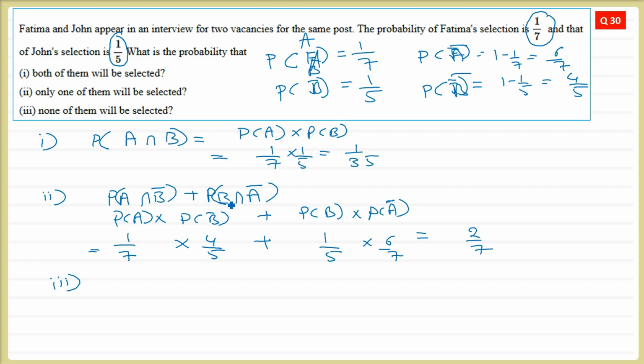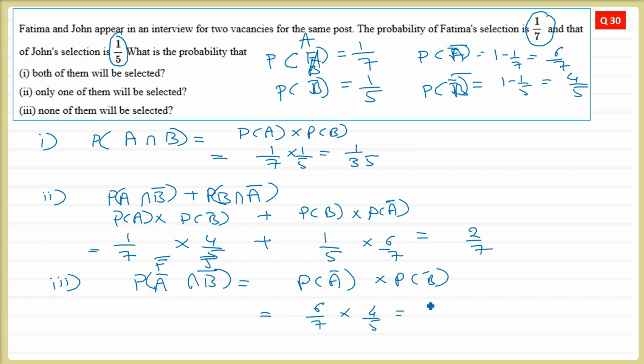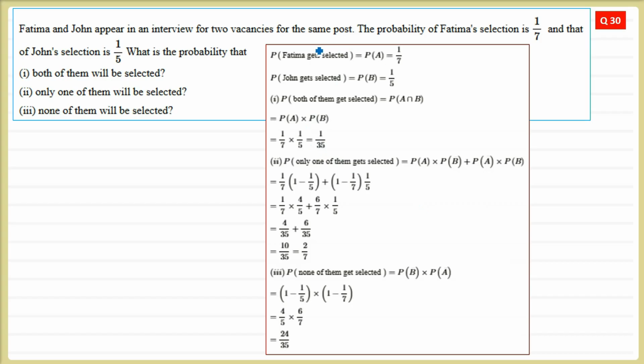I am replacing it just to get the clear picture, because none of them will be selected only when they both have the complement intersected. So neither A nor B, neither Fatima nor John. So F bar, J bar represents A bar, B bar. Probability of A bar intersection B bar is P(A bar) multiplied by P(B bar), and these are already computed. This goes 6 by 7 into 4 by 5. So when you multiply these two, you're going to get 6 4 is 24 divided by 7 5 is 35, and this is your final result. So this is how you're going to go about it.